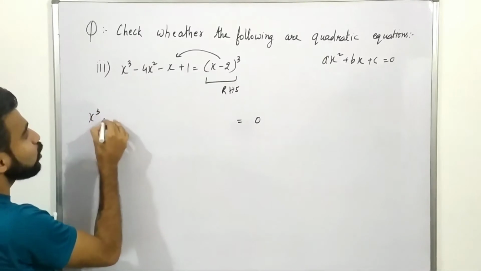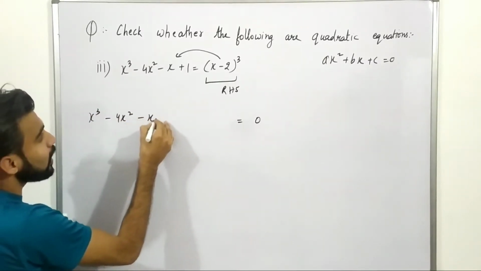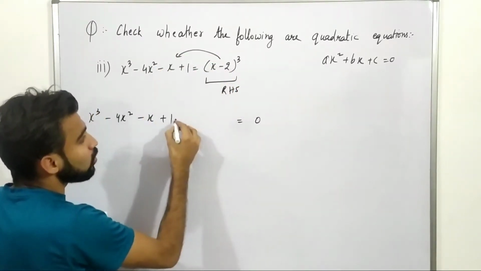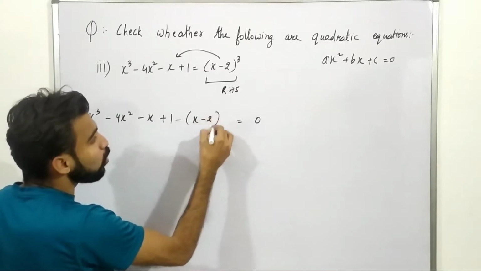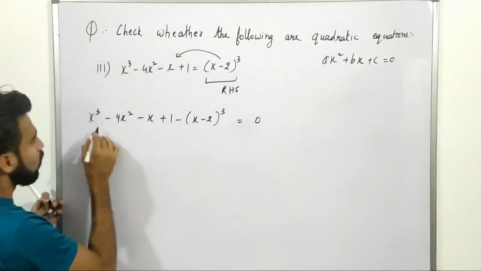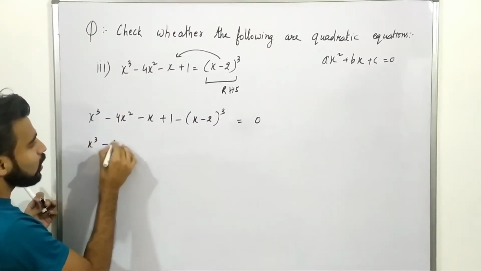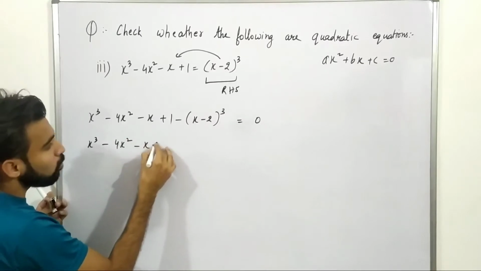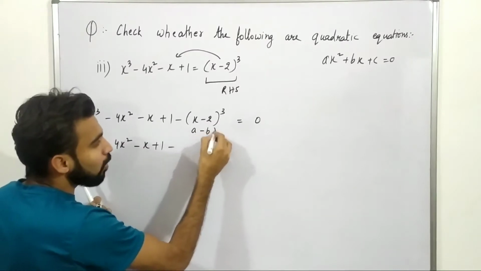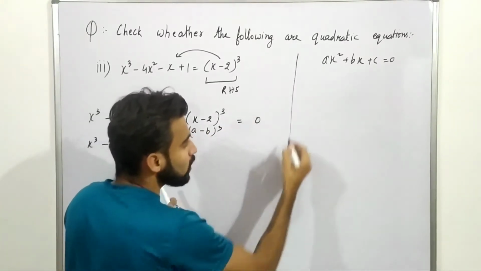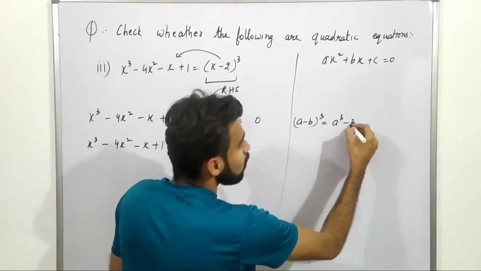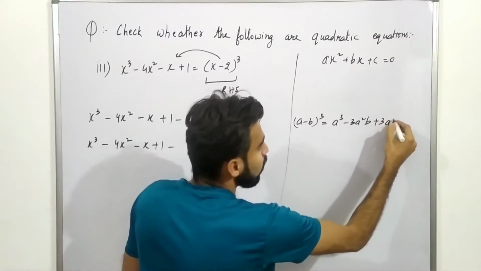That will be x cubed minus 4x squared minus x plus 1. Now this positive term will become negative after moving to the left hand side. So that will be minus bracket x minus 2 whole cube. Getting my point? Now the next step is to simplify this left hand side. So first let me write that as it is. That is x cubed minus 4x squared minus x plus 1. Now this minus sign. Now what I will do is simply open this a minus b whole cube structure. So what is a minus b whole cube? You all know that a minus b whole cube is a cube minus 3a square b plus 3ab square minus b cube.